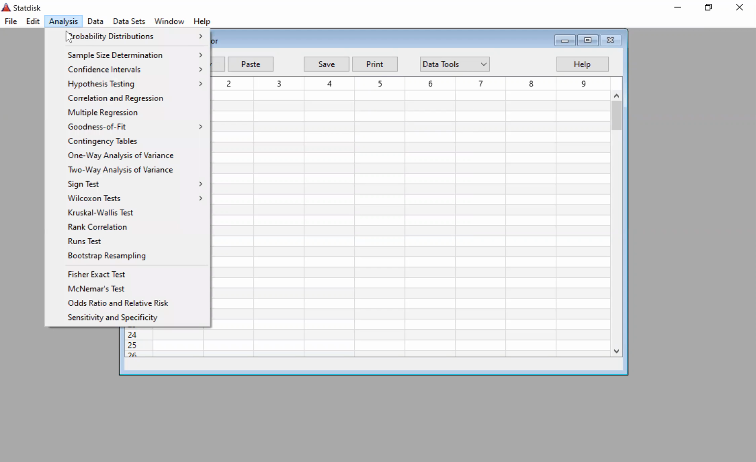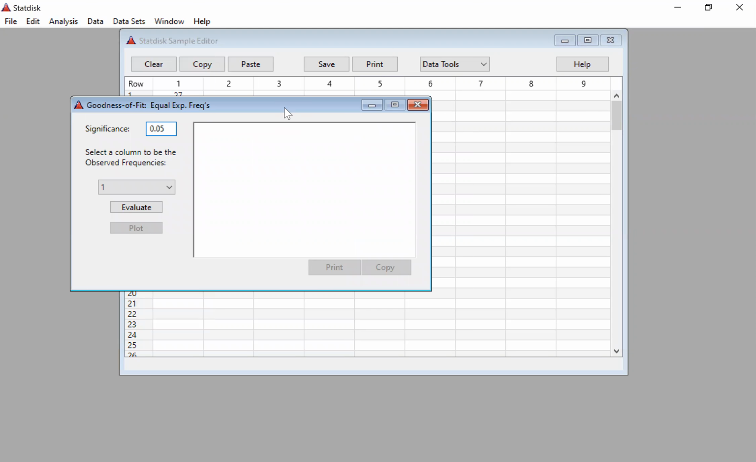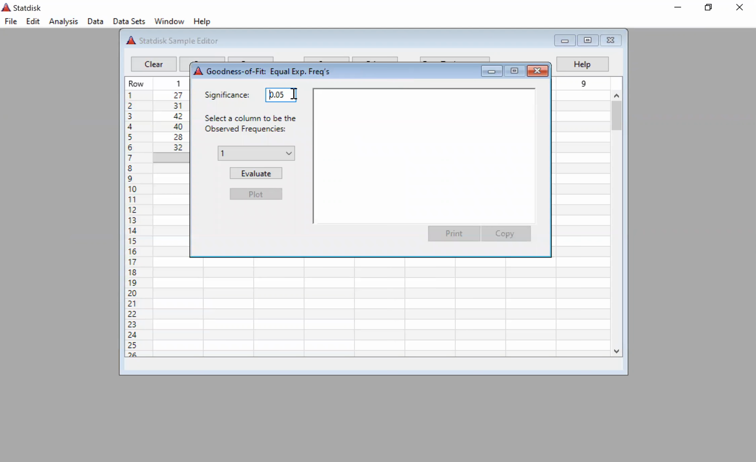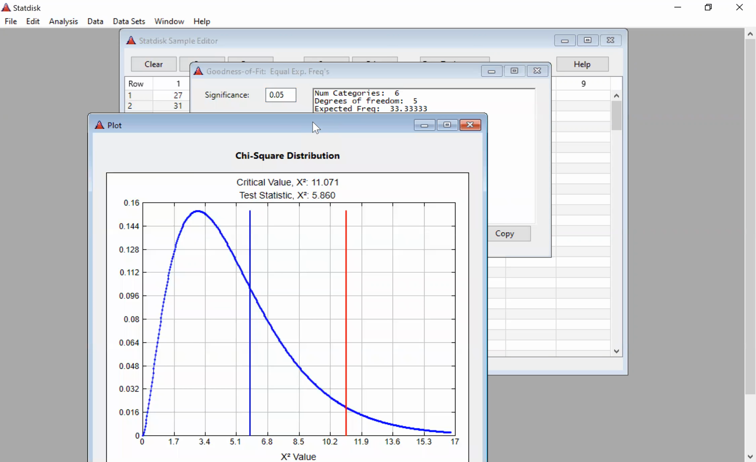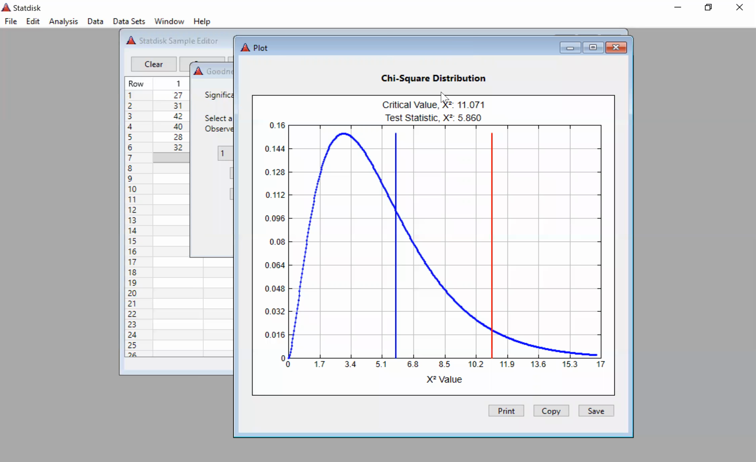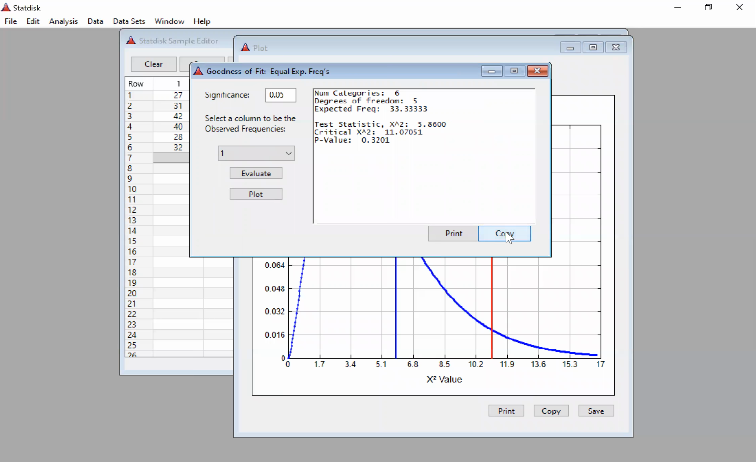So analysis, goodness of fit, and our null hypothesis had all the proportions equal to each other. That's why it's equal expected frequencies. Our significance level was 0.05. Our data is in column 1. We can hit evaluate. You can also go ahead and hit plot. And in our plot there, we see that our test statistic in blue is not off in that upper tail. And let's just take this data back to our screen here.